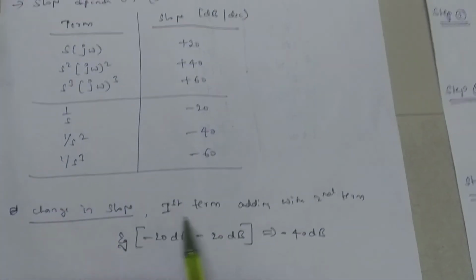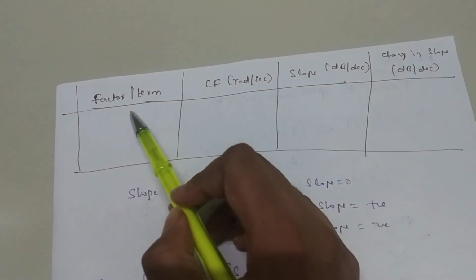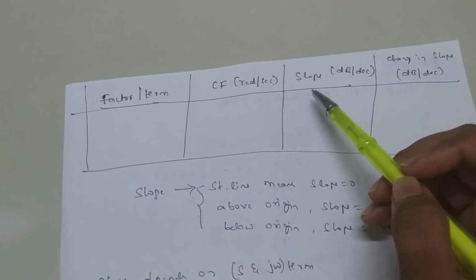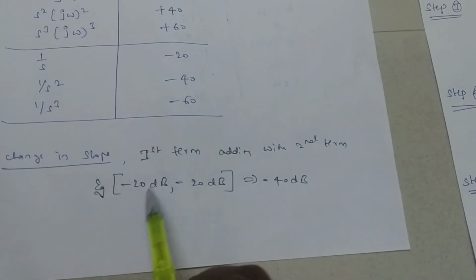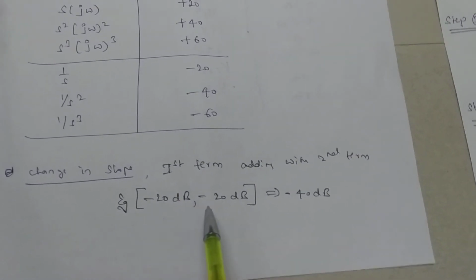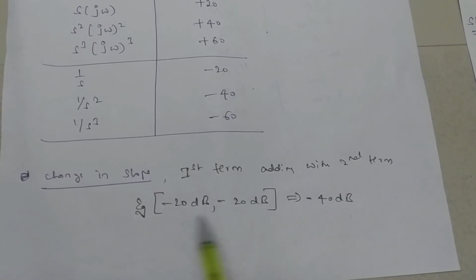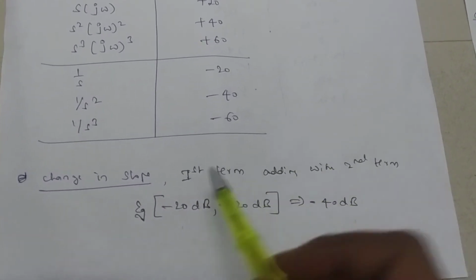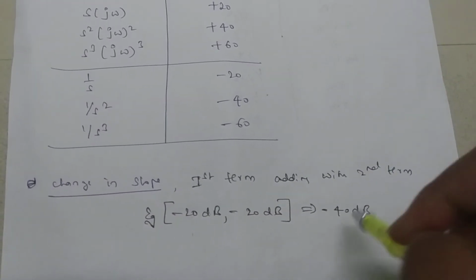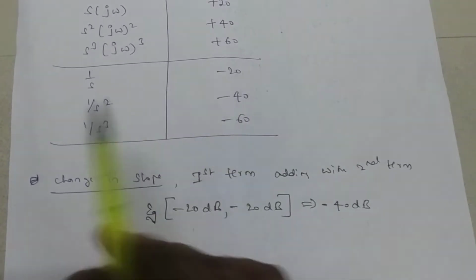See, the change in slope is the first term added with the second term. That is, if they have given the first term as minus 20, then in the first term we found the value as minus 20. So this minus 20 we need to add with the second term, that is minus 20 plus minus 20. This is the first term, this is the second term. Minus 20 plus minus 20 is nothing but minus 40 dB. Similarly, we have to add the first term and second term, that is the previous term and the present term. So that is called the change in slope. That should be in decibel per decade.